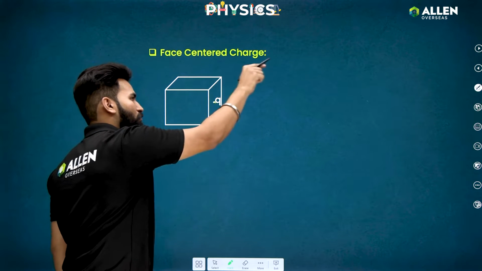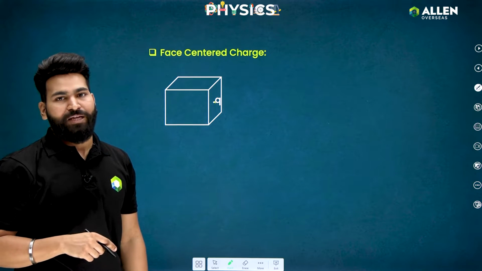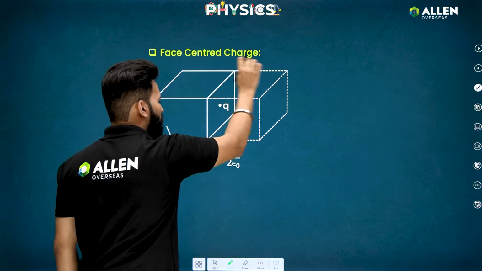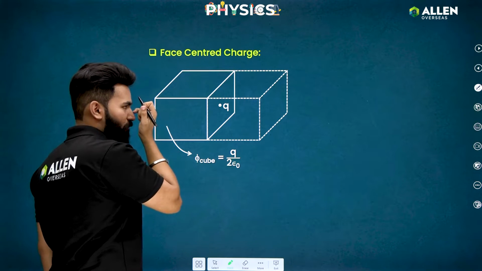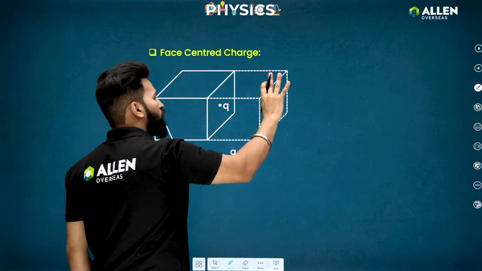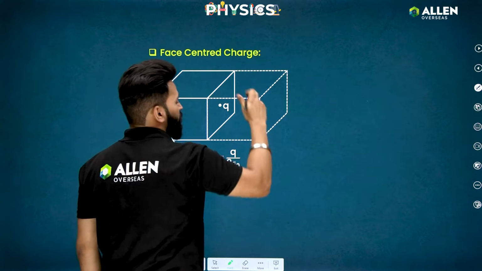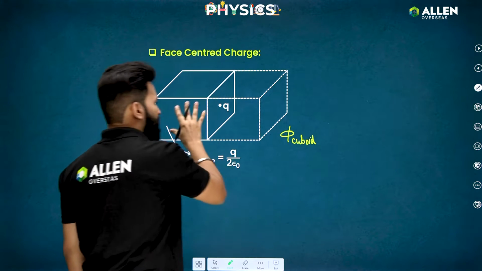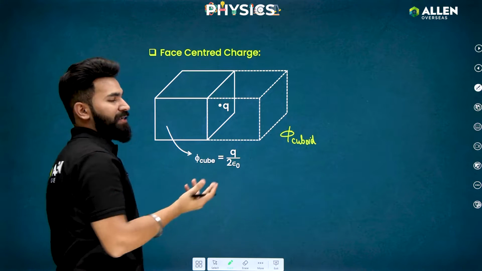I'll have to place one more cube over here. So it will look like this, the same cube placed over here. And if you talk about the electric flux from the whole of the cuboid, this cube and this cube, this complete shape is basically a cuboid now.